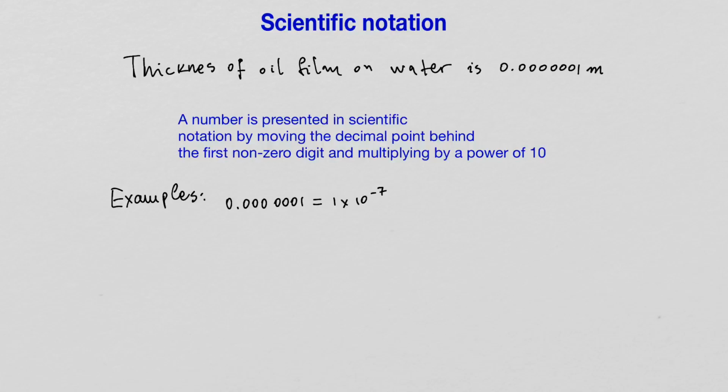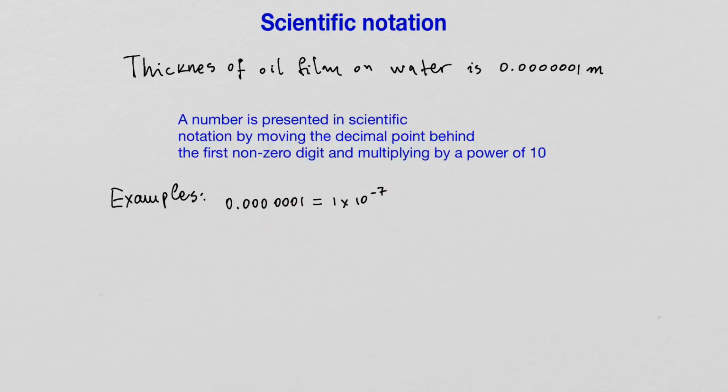0.0000001 can be presented in scientific notation as 1 times 10 to the negative 7th power. So how did I get there? I took my decimal point and I moved it 1, 2, 3, 4, 5, 6, 7 spots, so that according to the definition, the decimal point is behind the first non-zero digit, so this is 1 in this case. And then I multiplied by a power of 10. The exponent of the power of 10 is equal to the number of spots that I moved the decimal point by. So that is 1, 2, 3, 4, 5, 6, 7 spots, so 7.